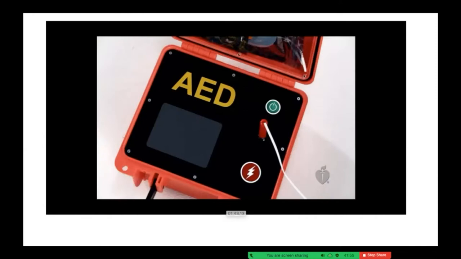No shock needed. When the AED indicates no shock advised, you do not check the pulse first.